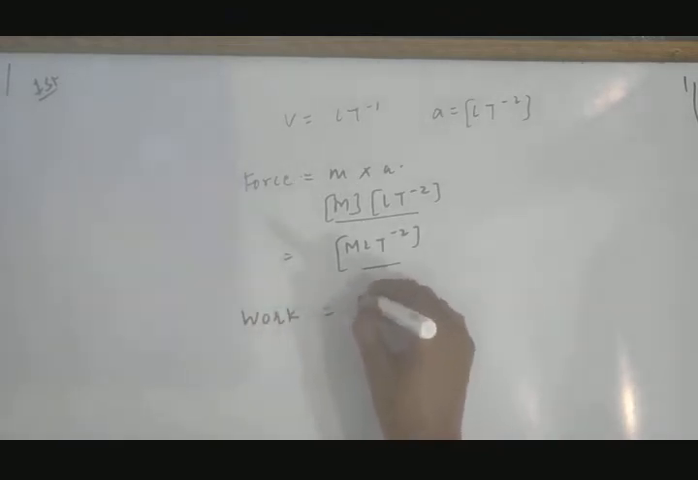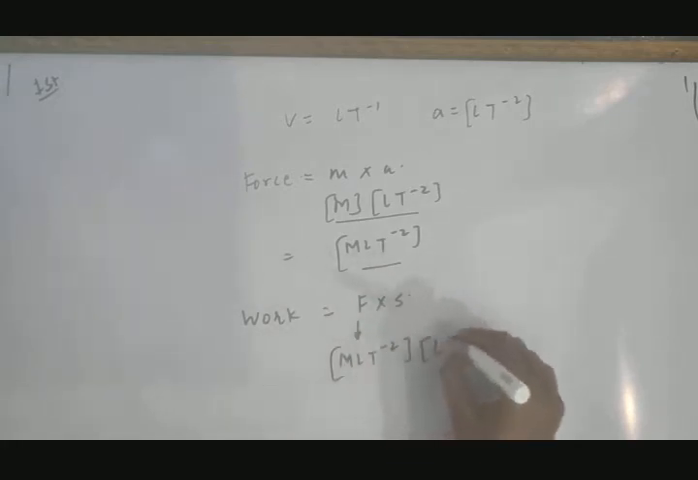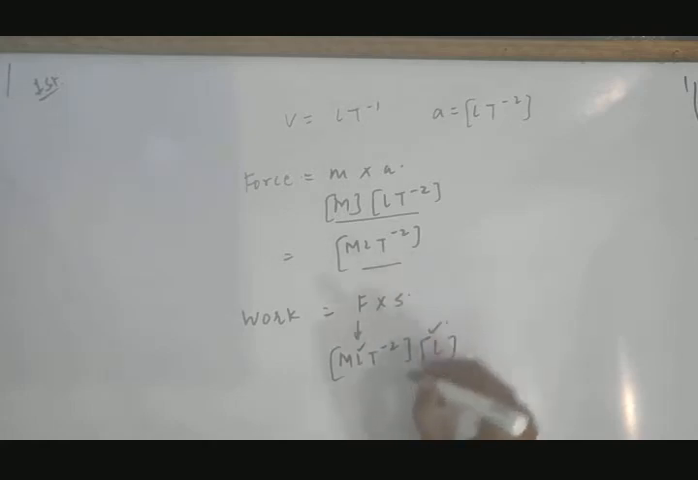We know work done equals force into displacement. The dimension for force is MLT inverse 2. Again the dimension for displacement is L. So this L and this L become L square. So the dimension for work done equals ML square T inverse 2.